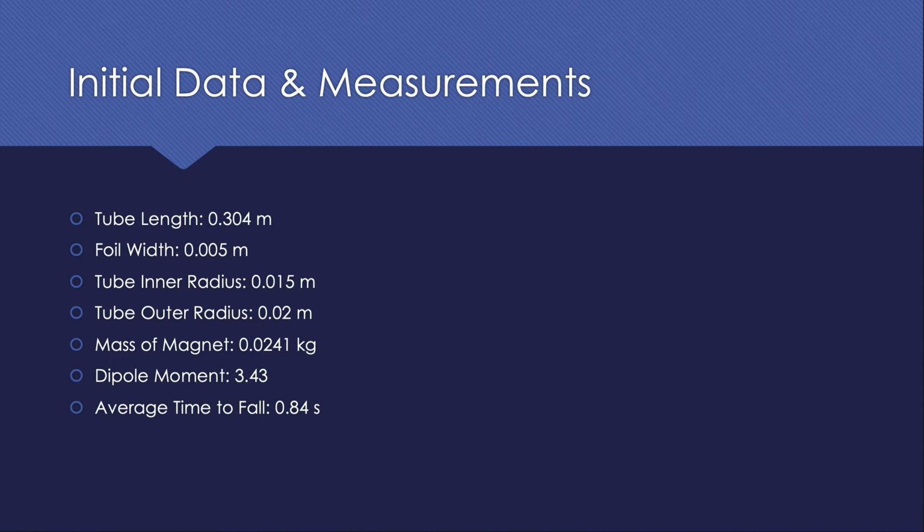Here are the initial data and measurements from the experiment. The length of the tube of aluminum foil was 0.304 meters. The width of the foil on the tube was 0.005 meters. The inner radius was 0.015 meters and the outer radius was 0.02 meters. The mass of the magnet is 0.0241 kilograms, and the dipole moment of the magnet was 3.43, which was determined in Lab 3. The average time for the magnet to fall through the tube was 0.84 seconds.